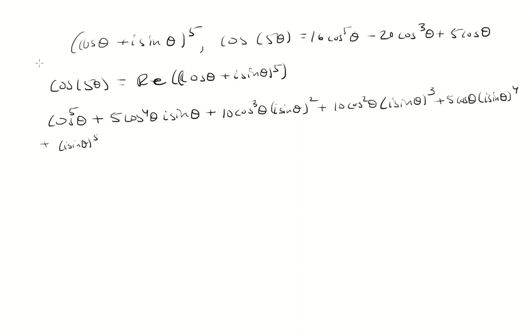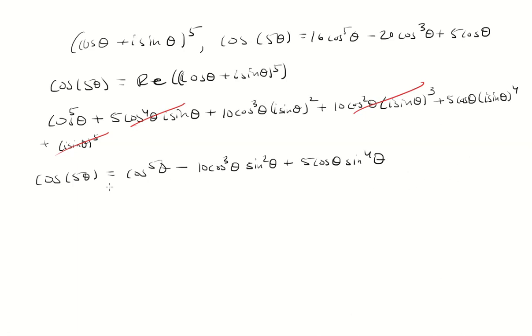Now, because we're interested in the real part, we can eliminate those that have i raised to an odd power. So that's going to be every other term. So we just need to focus on the ones that are not crossed off. So then cosine 5 theta is going to equal cosine to the fifth plus, and then actually minus 10 cosine cubed sine squared plus 5 cosine sine to the fourth.